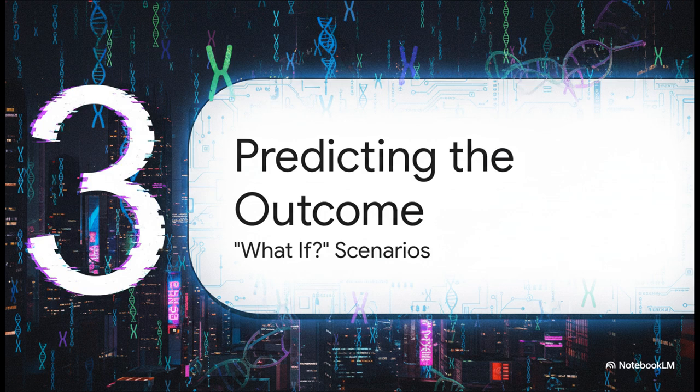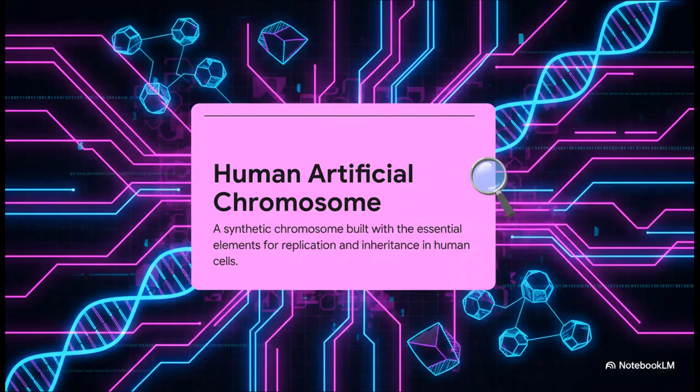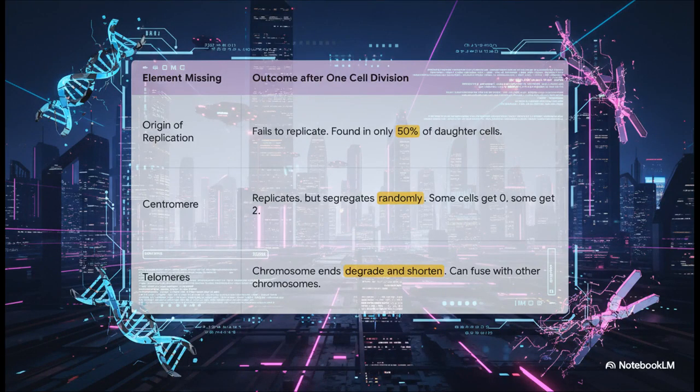And for this, we're going to use human artificial chromosomes as our perfect model. First, just a super quick refresher. A human artificial chromosome, or a HAC, is basically a man-made chromosome built with just the 3 absolute essentials needed to work. And you can bet the exam loves to ask what happens if you leave one of them out. This table right here lays out those what-if scenarios perfectly.